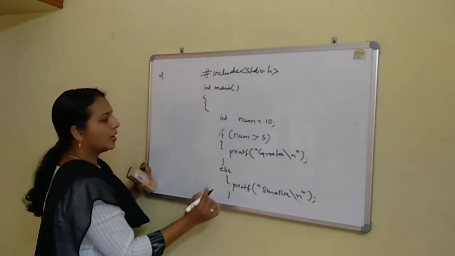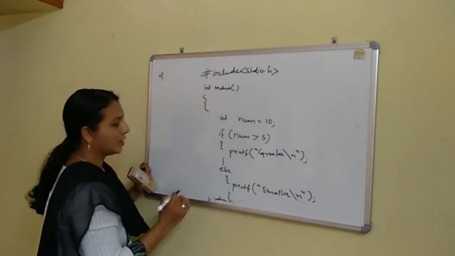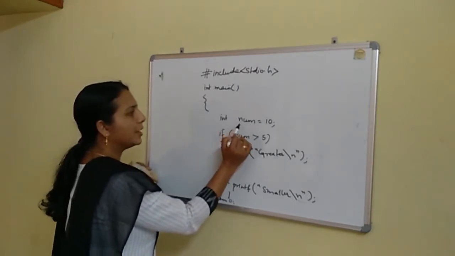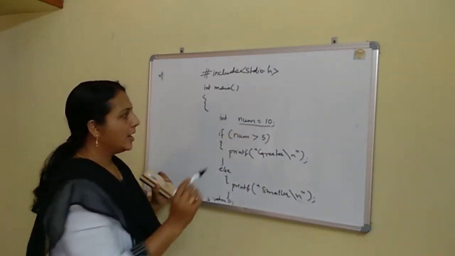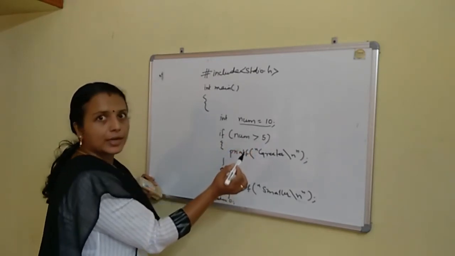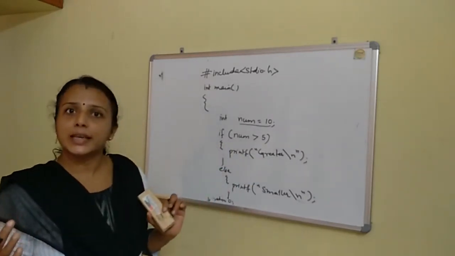Okay, and here return 0, the closing of the main portion. Here the variable num is initialized with 10, and this 10 is checked with 5. 10 is greater than 5. It is correct. So what will be the result? On the screen you will get greater.